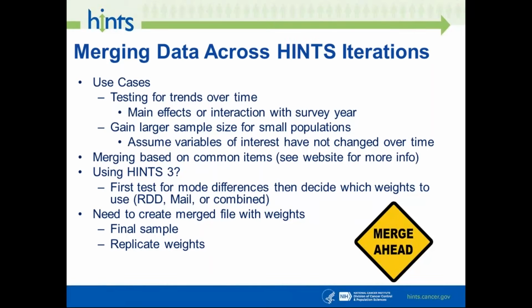But very importantly, you need to create this merge file. Again, I think of it as stacking one data set on top of another. Not only do you have to match up the variables, whatever you're interested in, whatever predictor or outcome, but of course, since you're going to probably want to do some statistical testing, you have to make sure your weights are lined up correctly. The final sample weight, one of those, and the replicate weights we talked about. Each iteration has 50 replicate weights.